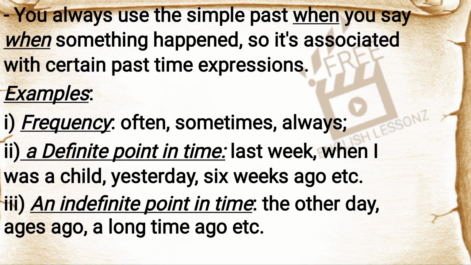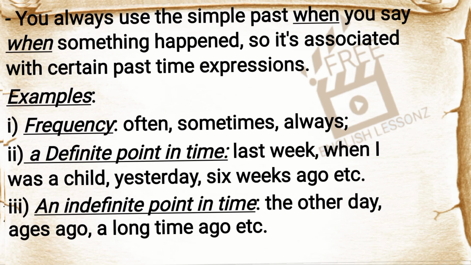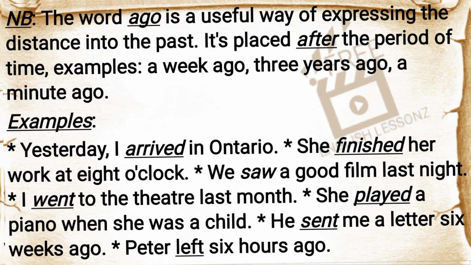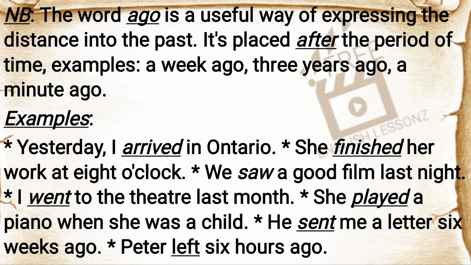Examples: 1. Frequency: often, sometimes, always. 2. A definite point in time: last week, when I was a child, yesterday, 6 weeks ago, etc. 3. An indefinite point in time: the other day, ages ago, a long time ago, etc. NB. The word ago is a useful way of expressing the distance into the past. It's placed after the period of time. Examples: a week ago, 3 years ago, a minute ago.